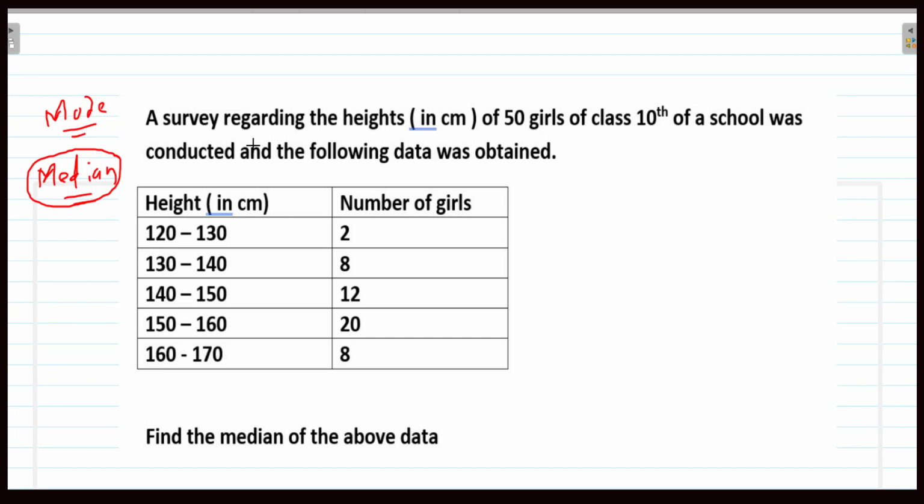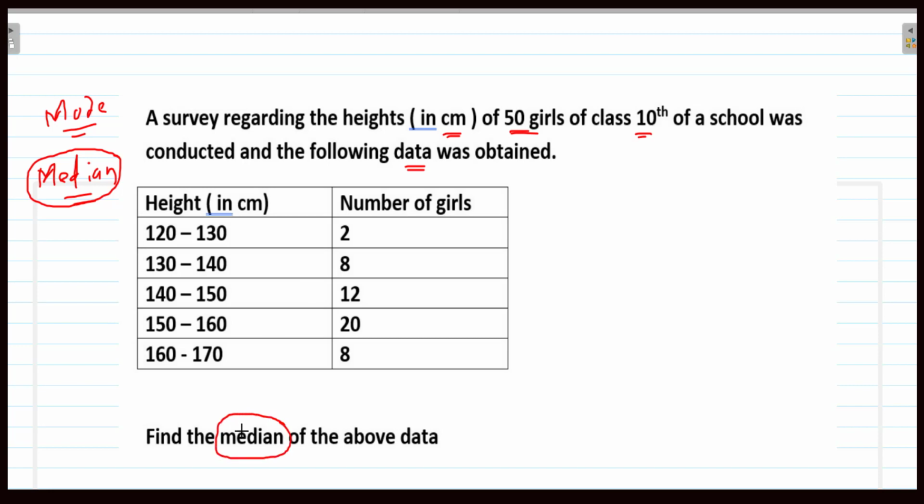Here is the question on the screen. A survey regarding the heights in centimeters of 50 girls of class 10th of a school was conducted and the following data was obtained. Here in a school a survey was conducted and the heights of 50 girls from class 10th were collected and given in the following tabular form, and we are asked to find the median of the given data.